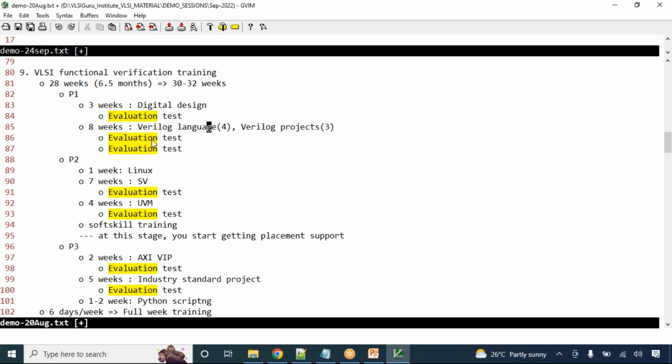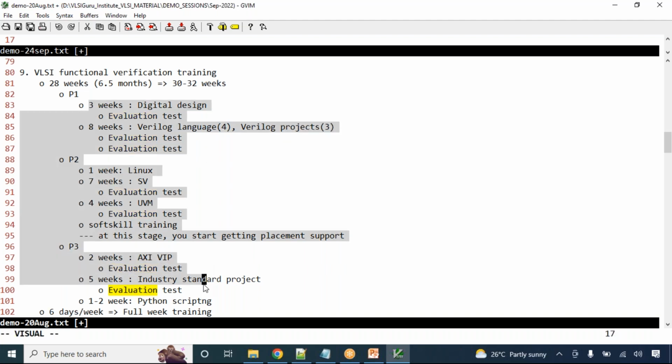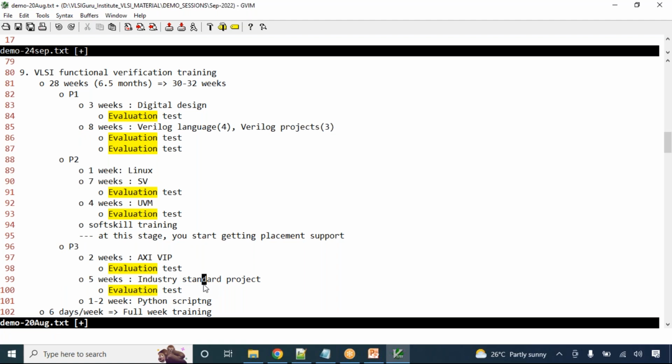After that, we conduct an evaluation test. One for Verilog language, one for projects. So totally around 7 evaluation tests happen. And other than that, the most important part of the training is the assignments. Actually, we give a lot of importance to assignments. For every course you will find a lot of assignments.